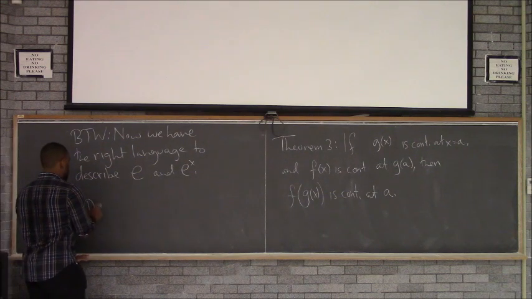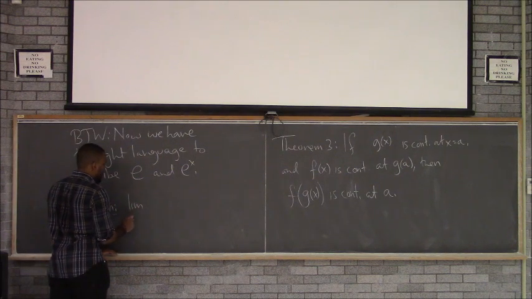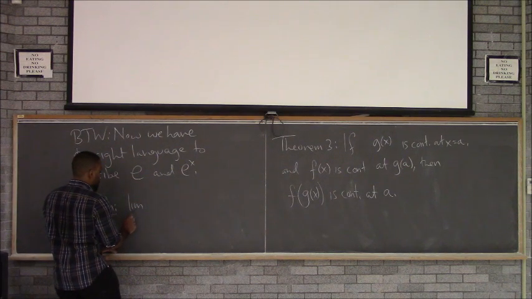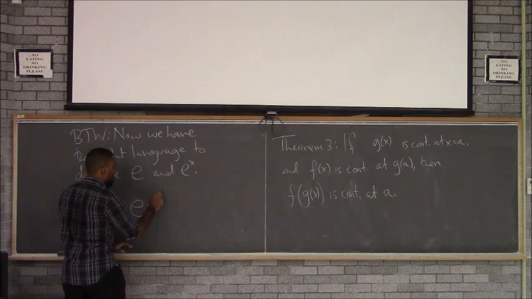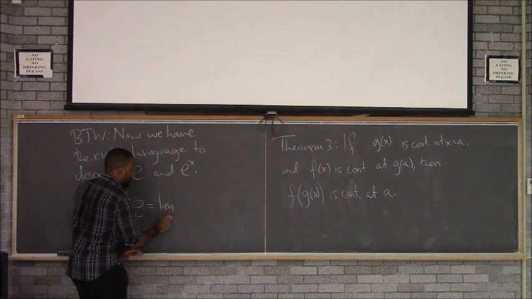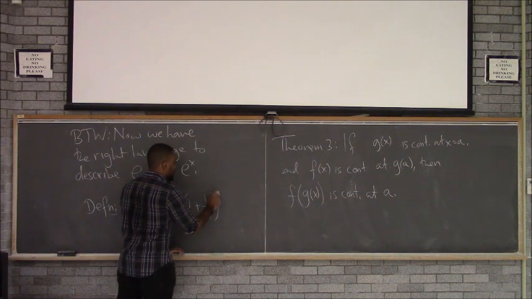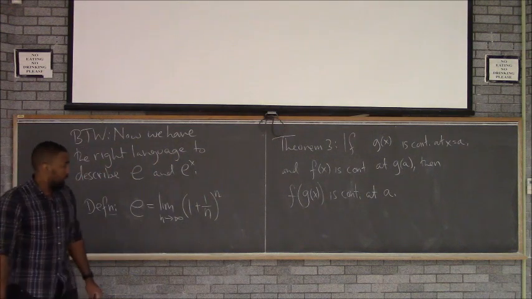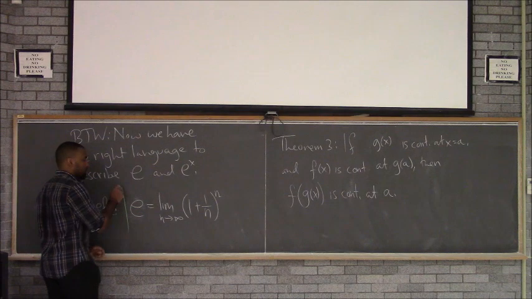We can actually define e now to be the limit as n approaches infinity of (1 plus 1 over n) to the n. Now that's something that from now on you should know. It's just a fact we know now.